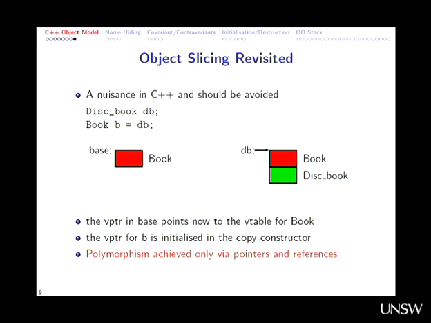So these v-tables are important because they help us with polymorphism. They help us call the appropriate function depending on the type of our class. Okay?